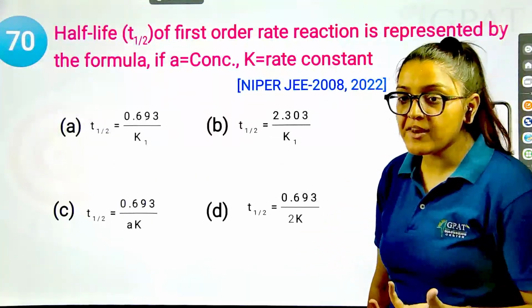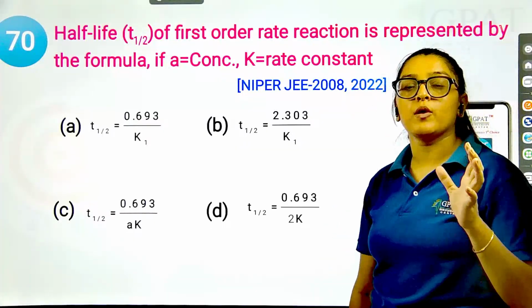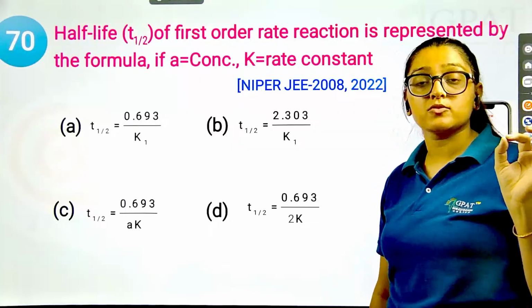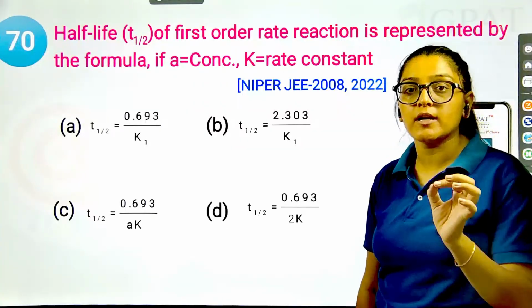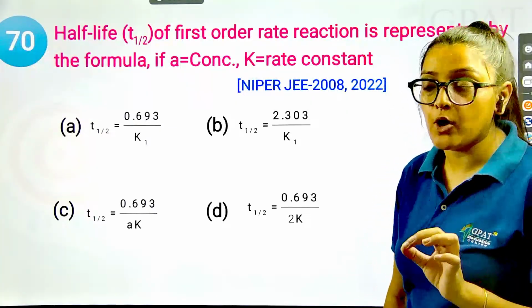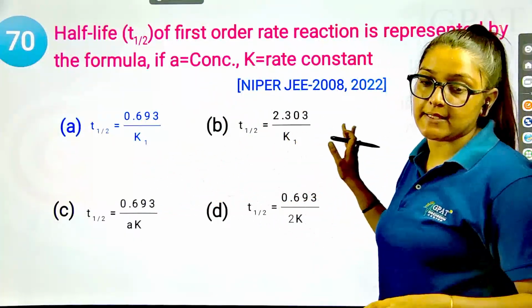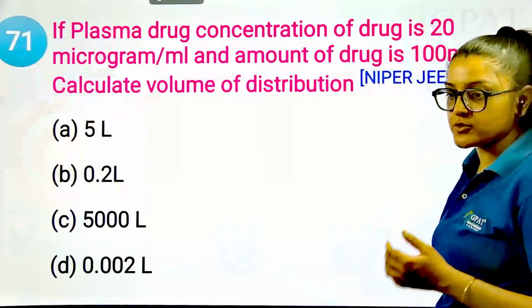Next, half-life for the first order. Tell me if you don't know it. From the 11th and 12th class, right? Right from our school, we know that the half-life for the first order is 0.693 upon K. Without any doubt, option A is correct. Okay? Okay. Right. Next question.